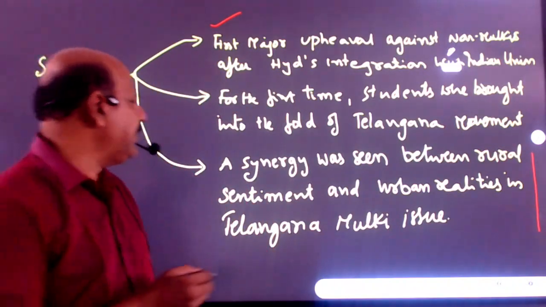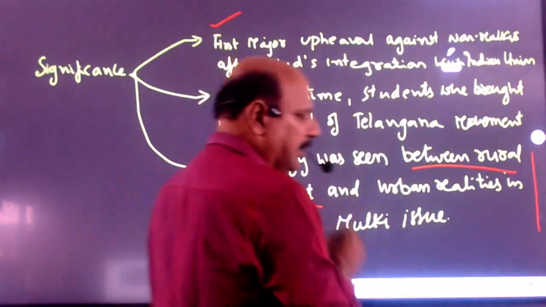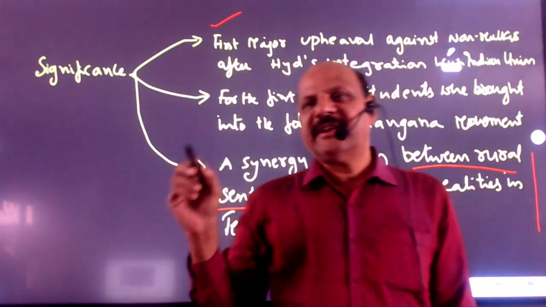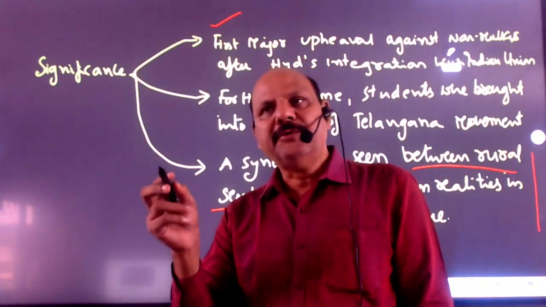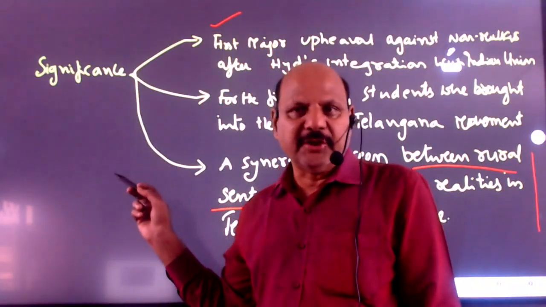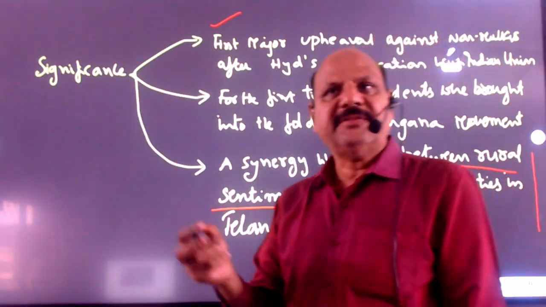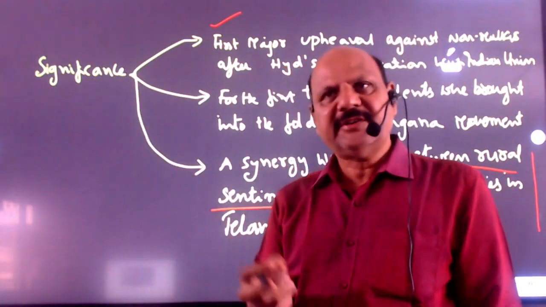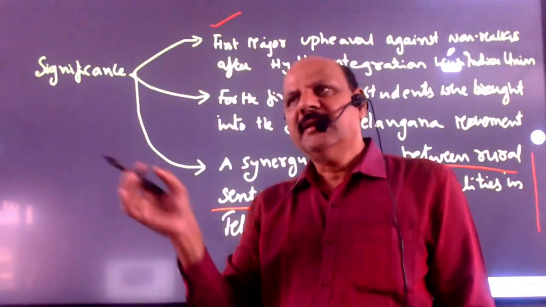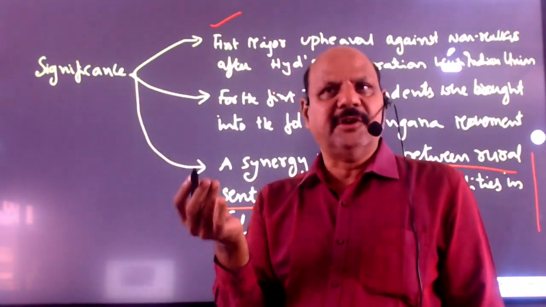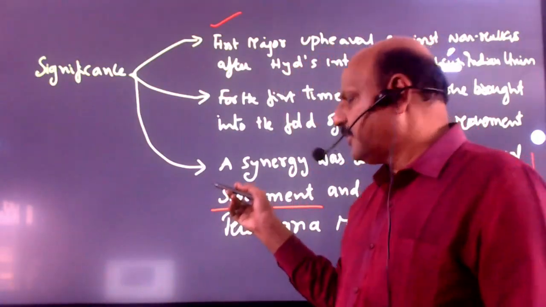One is between rural sentiment and urban realities. Rural sentiment and urban realities is a very, very interesting point. If you see the Mulki agitation, it started somewhere in Warangal, where somebody transferred the teachers. It is a seemingly different issue. Some teachers, 180 teachers actually, to give you the exact number, were transferred. We'll come back to that point.